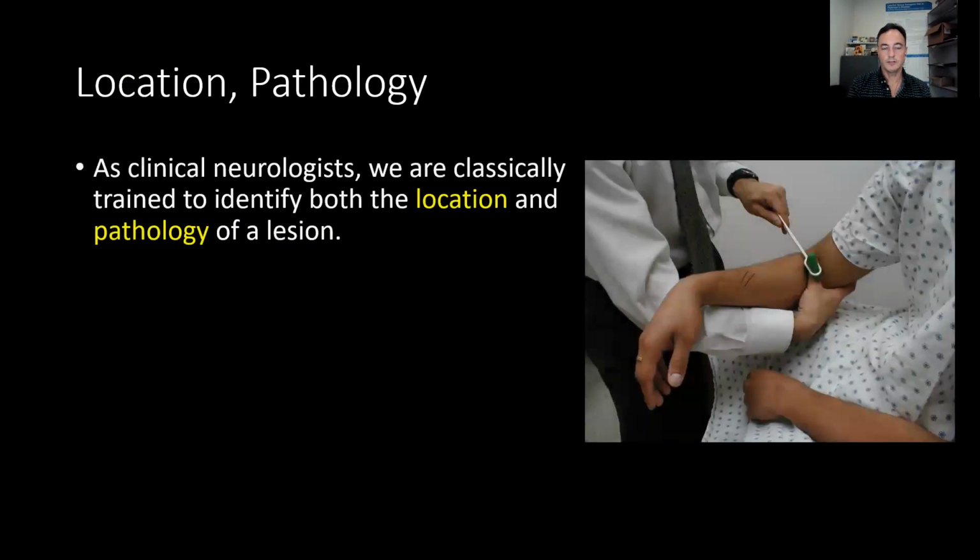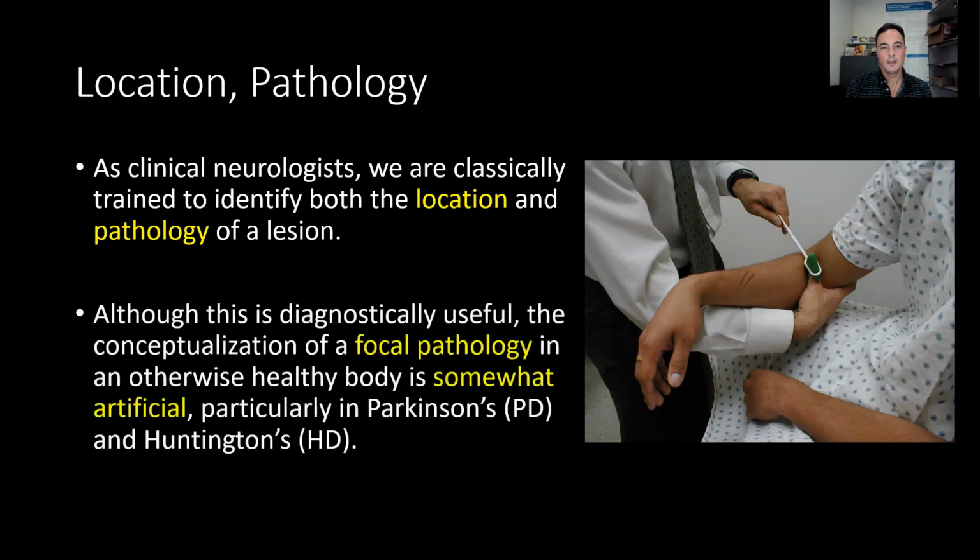So in neurology, we often talk about location and pathology. As clinical neurologists, we are classically trained over a period of many years to so-called localize the lesion by trying to find the location and pathology of a lesion in the body and then see what we can do about it. This is undoubtedly diagnostically useful. However, the conceptualization of a focal pathology in an otherwise healthy body is actually, if you think about it, somewhat artificial. Particularly in Parkinson's and Huntington's, which are widespread disorders involving many structures, because basically the rest of the body may not be so healthy.